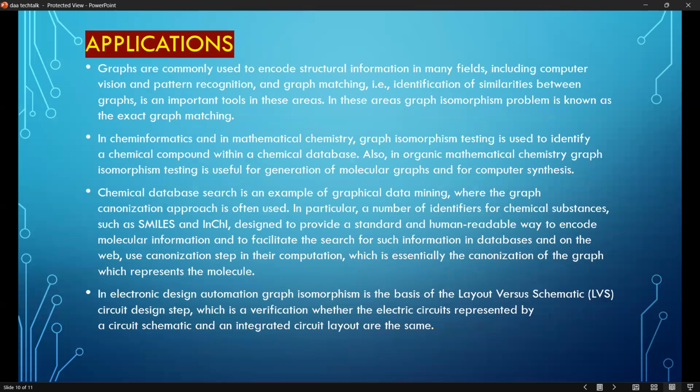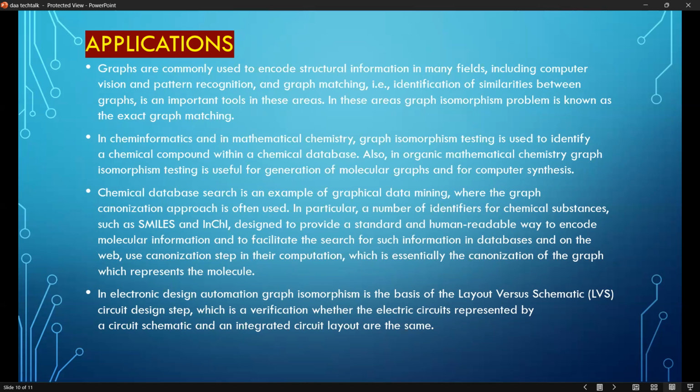Applications. Graphs are commonly used to encode structural information in many fields, including computer vision and pattern recognition, and graph matching, that is, identification of similarities between graphs, is an important tool in these areas. In these areas, the graph isomorphism problem is known as exact graph matching. In cheminformatics and in mathematical chemistry, graph isomorphism testing is used to identify a chemical compound within a chemical database. Also, in organic mathematical chemistry, graph isomorphism testing is useful for generation of molecular graphs and for computer synthesis.